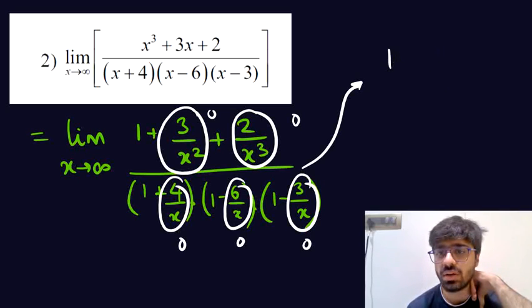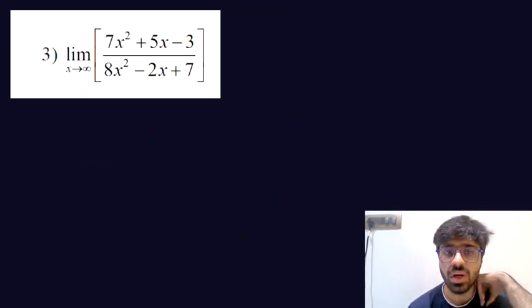The numerator is also 1. So 1 upon 1, the final value for this expression is equal to 1. Go ahead with the third one.